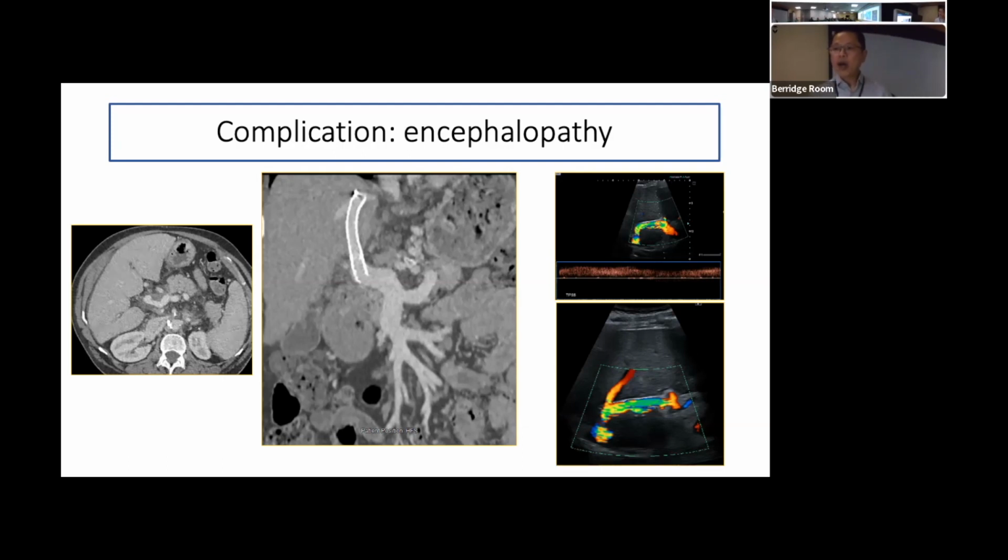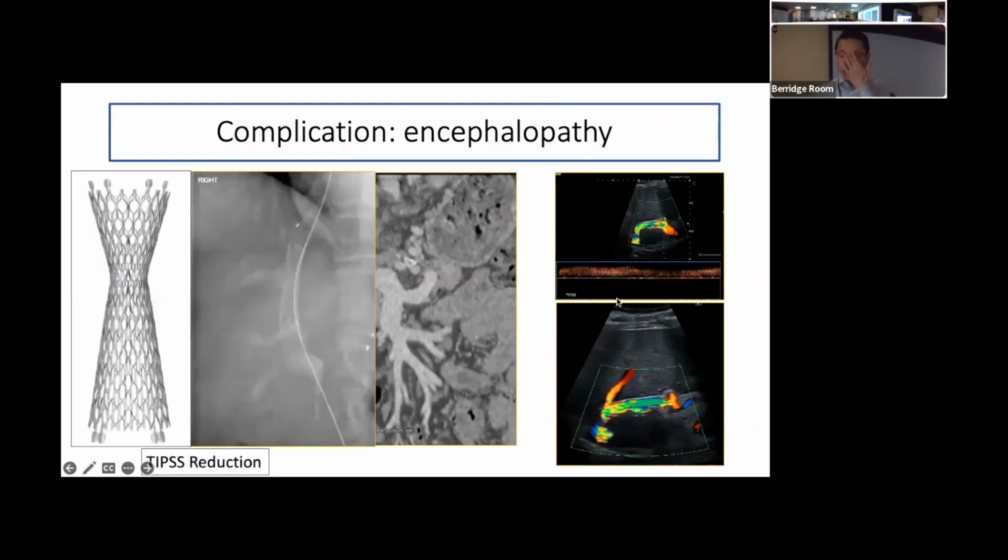So this one is portal vein thrombosis, established TIPS and a very nice flow, etc. Unfortunately, it came back with encephalopathy, with confusion, refractory to mannitol or other medication treatments. We do this procedure called TIPS reduction.